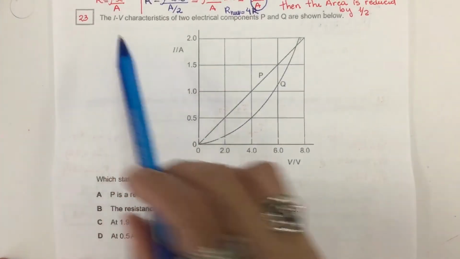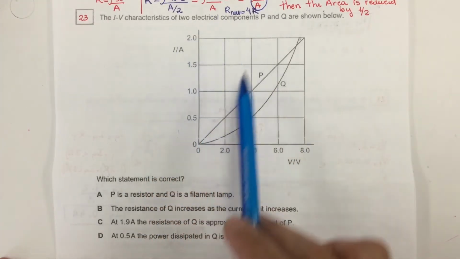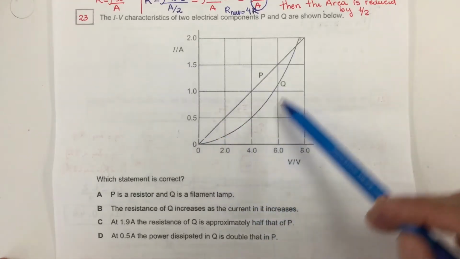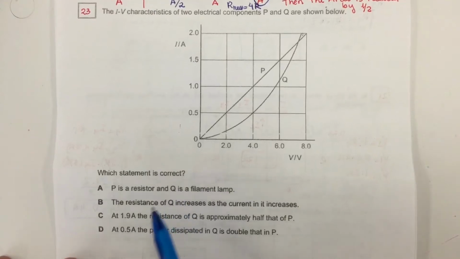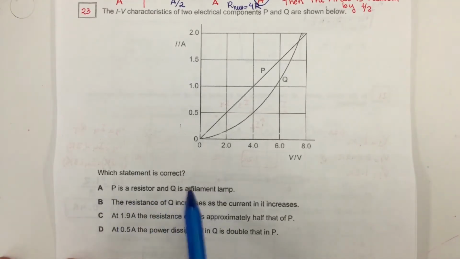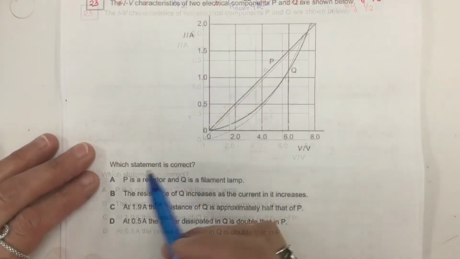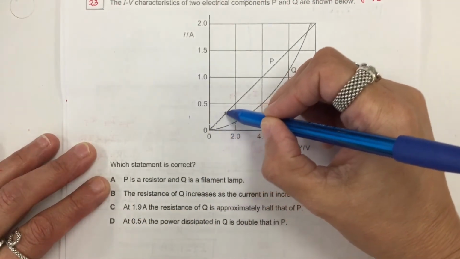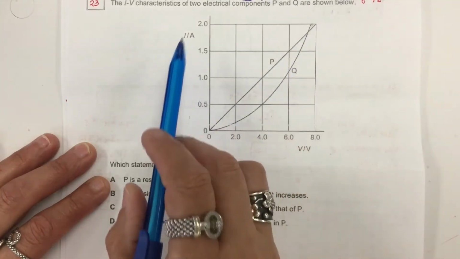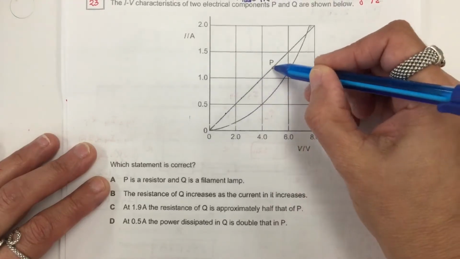Question 23. The IV characteristics of two electrical components, P and Q, are shown below. Which statement is correct? So now I have to look one by one to eliminate or consider as a possible answer. Option A, P is a resistor? Yes, because it's a straight line on an IV graph, the value is constant, it's a fixed resistor.